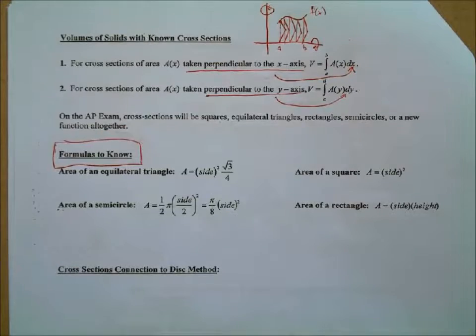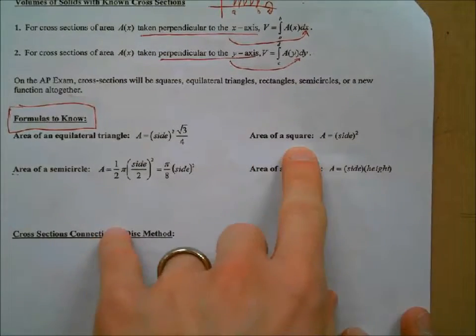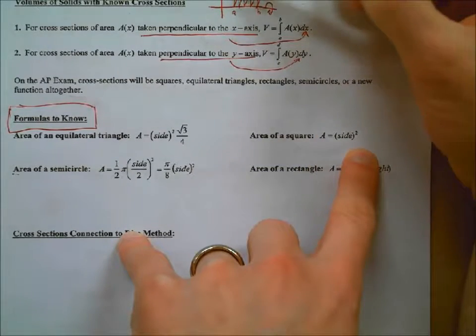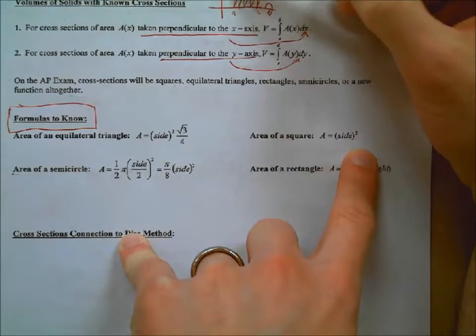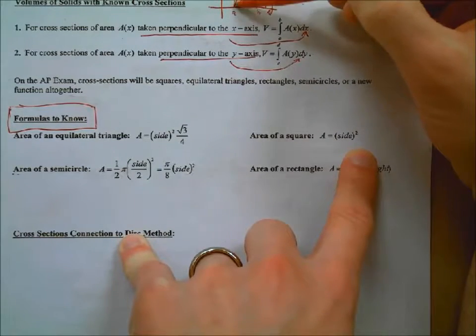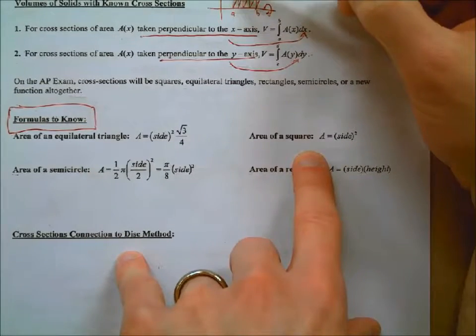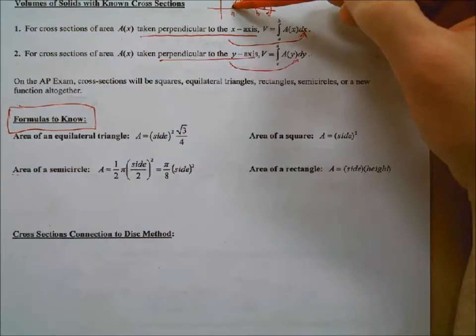Some of these are pretty simple, pretty straightforward. The area of a square is just side squared. The way these cross sections are created is that the distance from the curve to the axis is the one full side length of our particular shape. For a square, once you have one side, you also have all the sides, so you can easily find the area from just one single side.